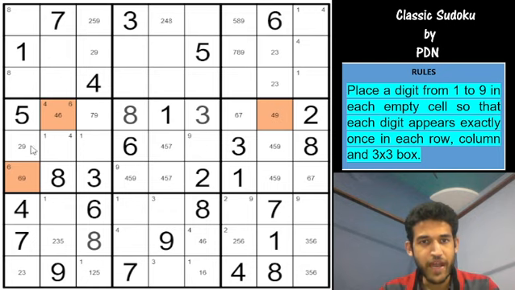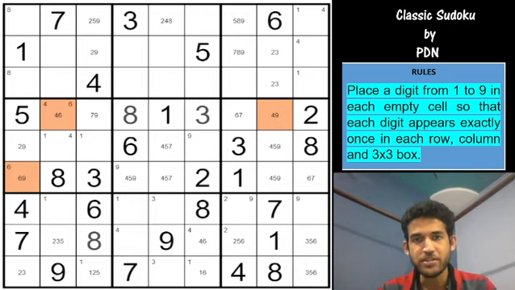So basically they have to be some combination of 3 digits. You can see that the 3 digits here are 4, 6 and 9. So this has a 4, 6, this has a 4, 9 and this has a 6, 9. So you need to identify 3 cells with bi-value candidates which have some combination of 3 digits only.